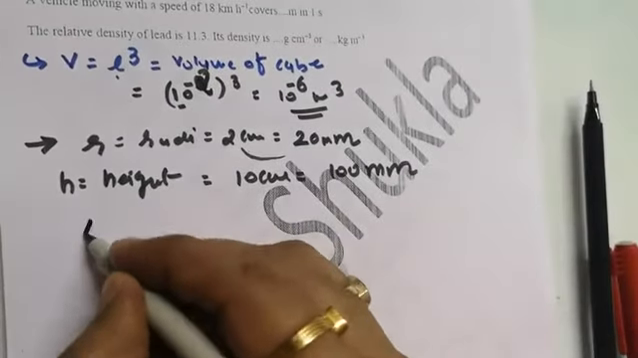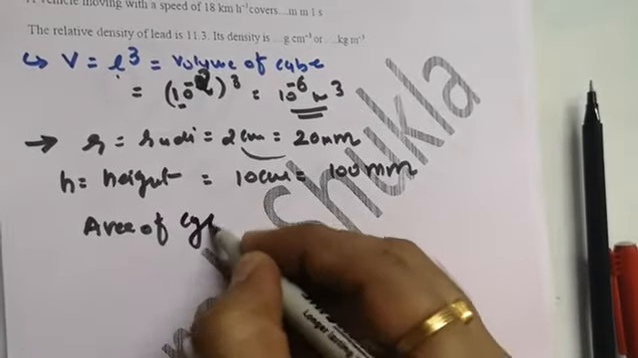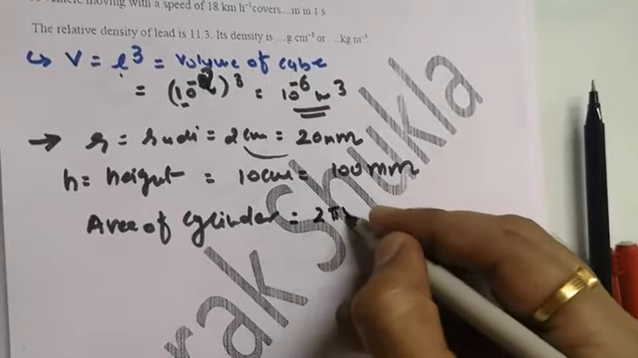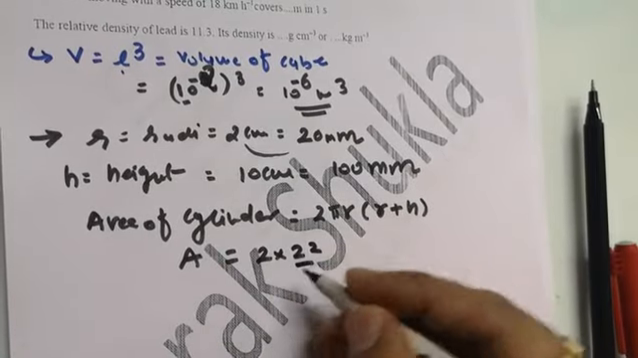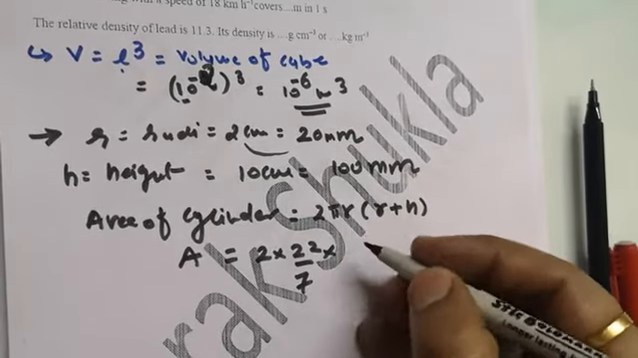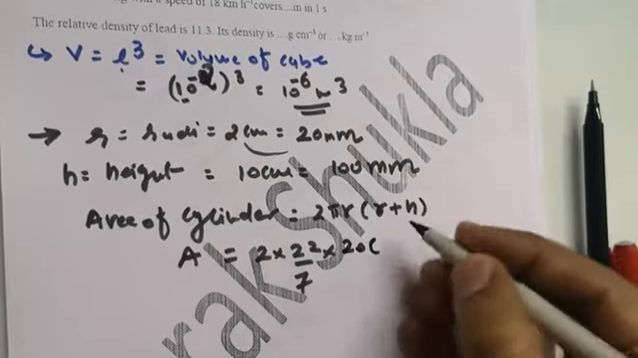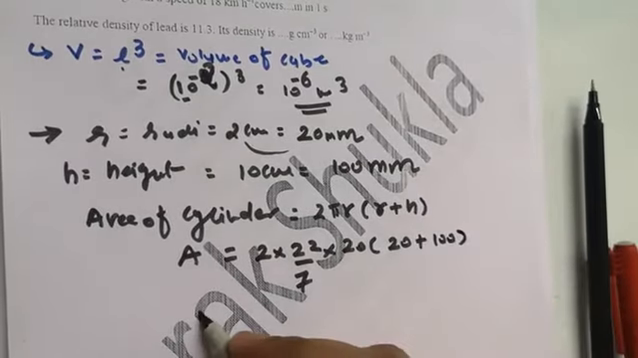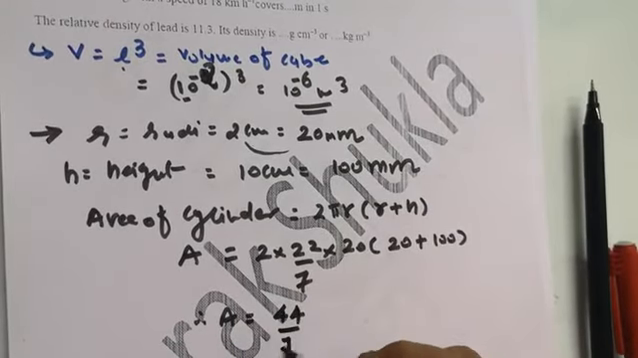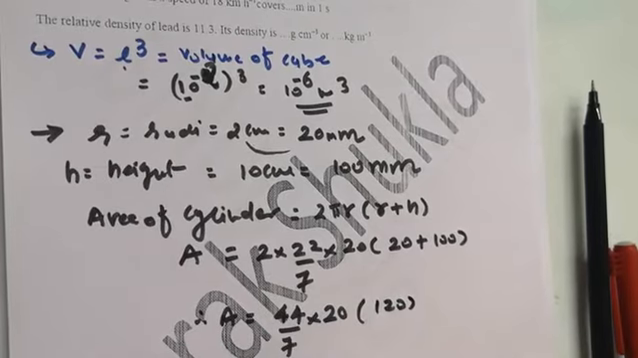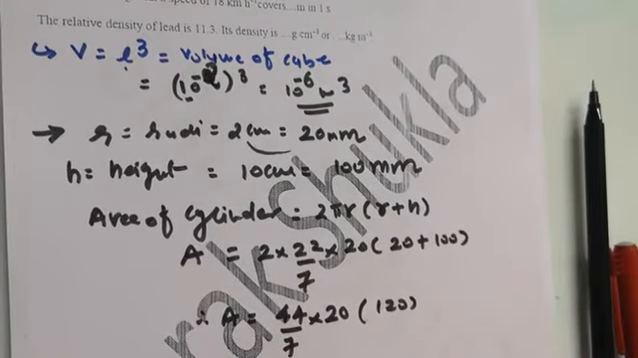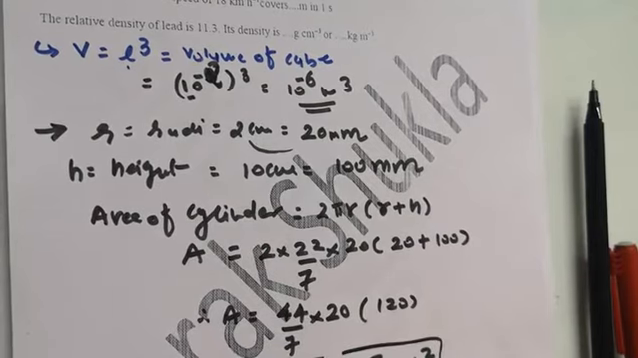My area of cylinder is 2 pi r multiplied by r plus h. That is called the symbol A. Pi is 22 by 7; for better calculation, I have placed 22 by 7. My radius r is 20, and height would be 100. So I can have an area that is 44 by 7 multiplied by 20, you can say 880, and I have 120. So my area would be, I have a calculator available to me, you can also calculate with such data, my area would be 150.85 millimeters square. So you can calculate such type of calculations.